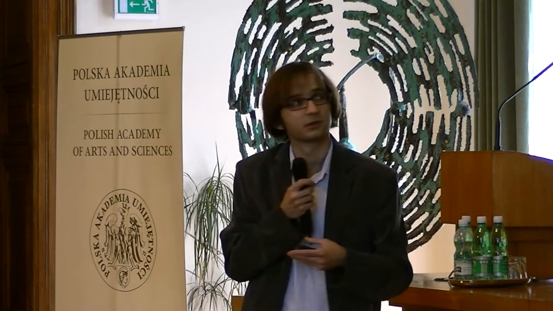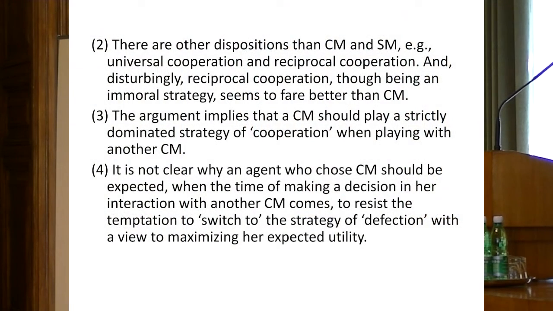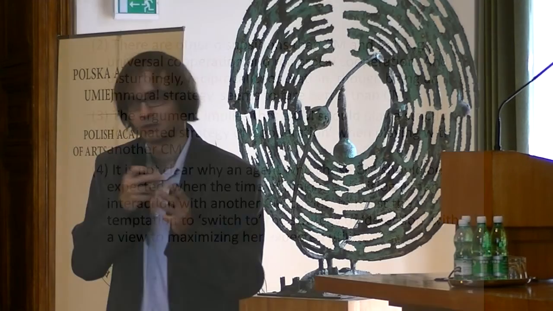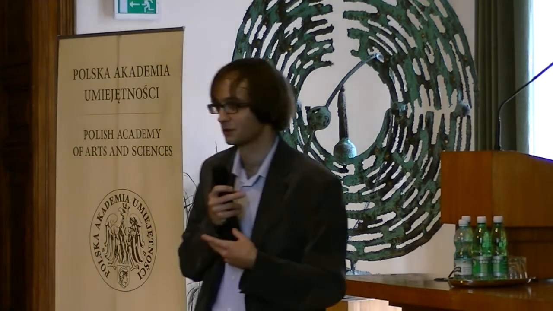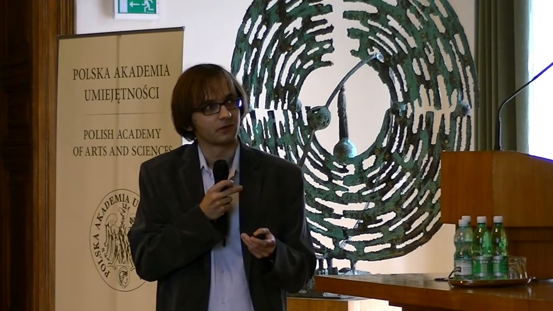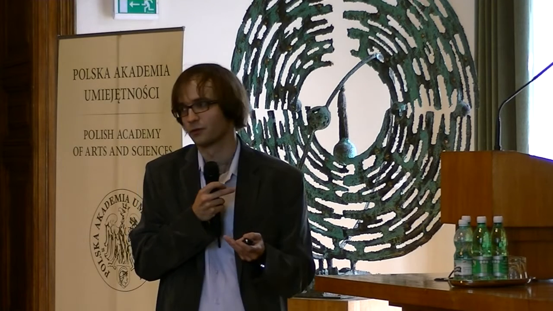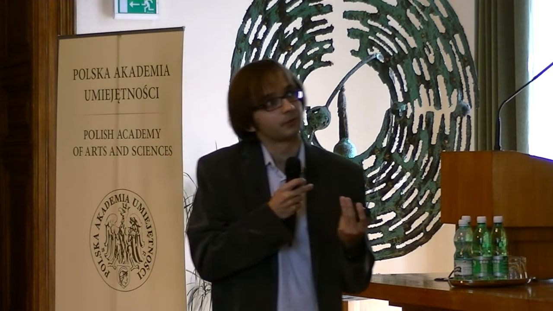And the last argument, which I think is important and which is related to the third argument, is that it's not clear why an agent who chose constrained maximization should be expected, when the moment of his action comes, to resist the temptation to switch to the strategy of defection. So, in fact, to play the dominant strategy. That's why the whole framework within which Gauthier is trying to justify his two claims, that rational choice theory can model all types of moral choices and that it's a rational necessity, I think is flawed. So let me summarize.